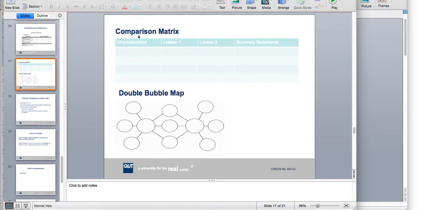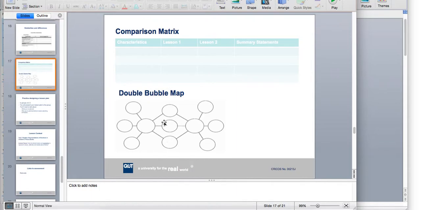You could do a comparison matrix where the characteristics will be the considerations. So, is there a string across the lesson? Does it cater for different learning styles? Lesson 1, Lesson 2, and then you summarize over here. Or you can do a double bubble map like this one.